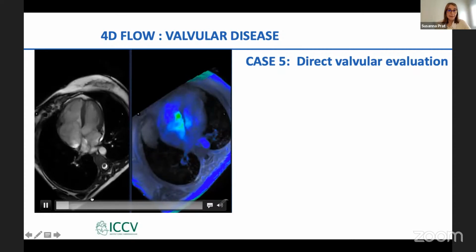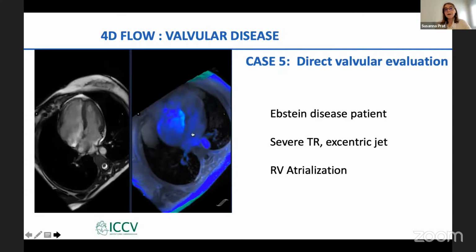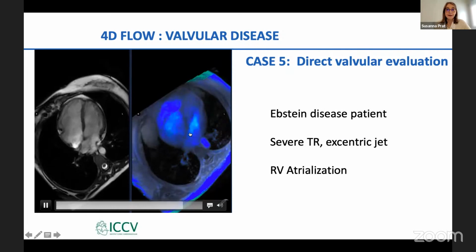This is a good example of an Ebstein disease patient with this severe tricuspid regurgitation with this eccentric jet. And as well, we can see there's a right ventricle lateralization. Only with one picture, with one image, you can get all this information from the 4D flow.